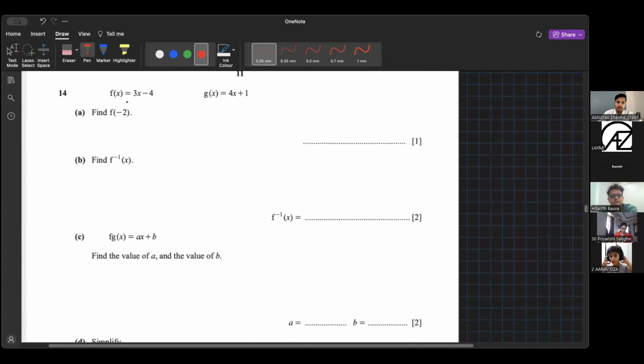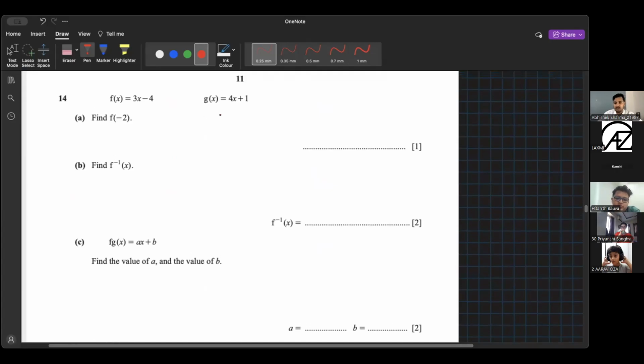Question number 14. A function f of x is given to us, g of x is given to us. Both are linear. Part A says find the value of f of negative 2. So f of negative 2 will be 3 times negative 2, minus 4. That is negative 6, minus 4. So the answer is negative 10.